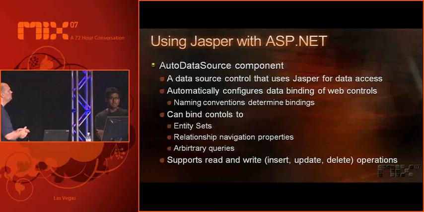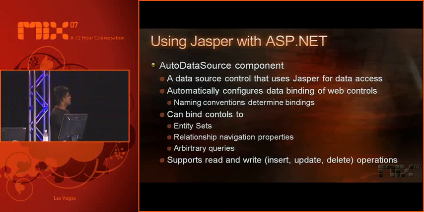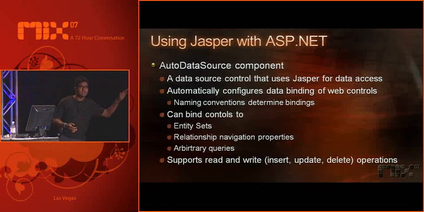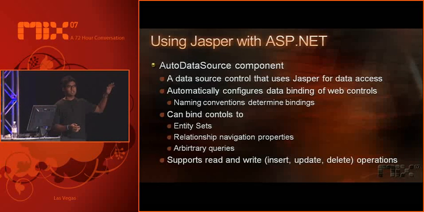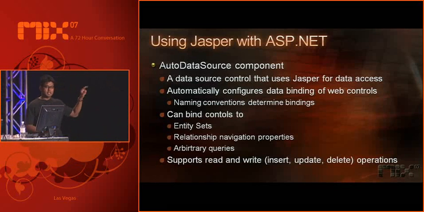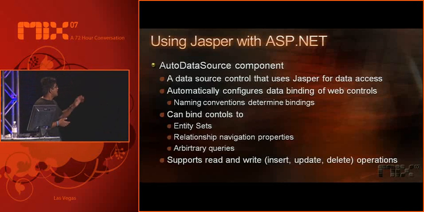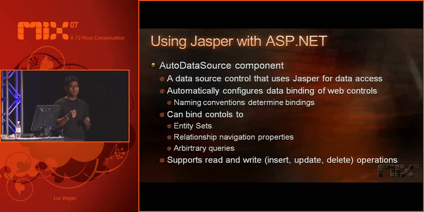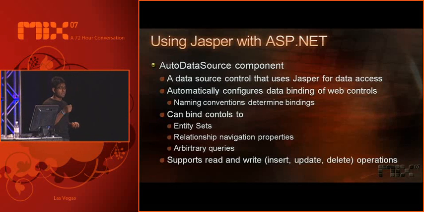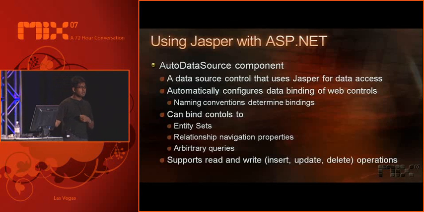Okay, so with ASP.NET, you've seen some of this already. We have this auto data source component that is a full ASP.NET data source control, just like SQL data source, object data source, and so on that you know today. But it has two interesting features. One is the ability to just connect to Jasper data stores without queries being specified. And the other is to automatically configure the binding of web controls. And we use naming conventions to do that automatic binding. So you can bind straight to entity sets, or effectively tables in the database. You can navigate over relationships and do master detail that way, again, purely on naming convention. Or you can bind to arbitrary queries, like I showed in the tag cloud example earlier on.